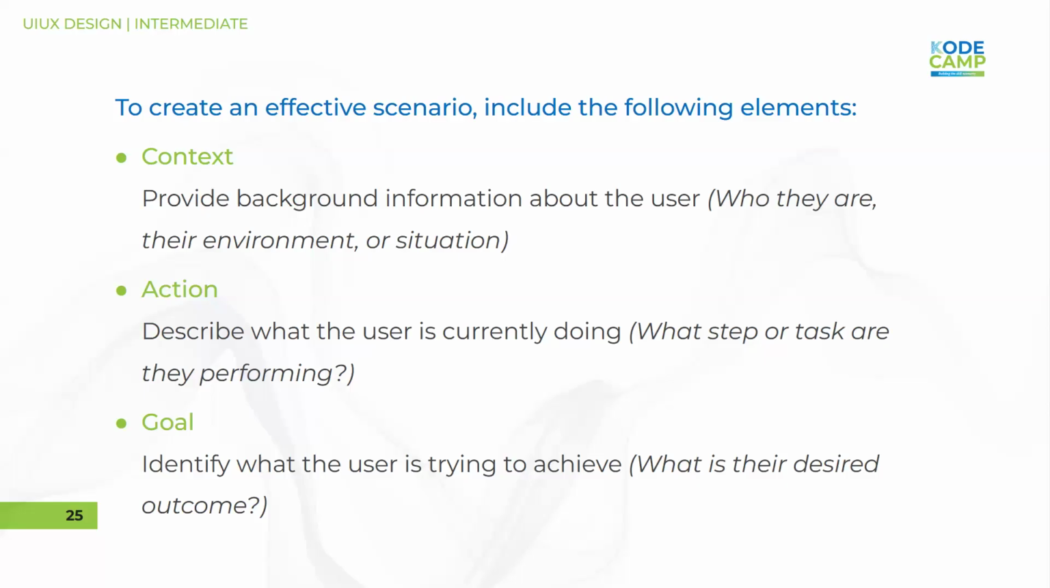The action should be: what steps are they trying to take? What tasks are they performing? And your goal should be: what is their desired outcome? Identify what the user is trying to achieve. Take it to be your North Star. We know what a North Star does, it leads. So take it as your North Star.